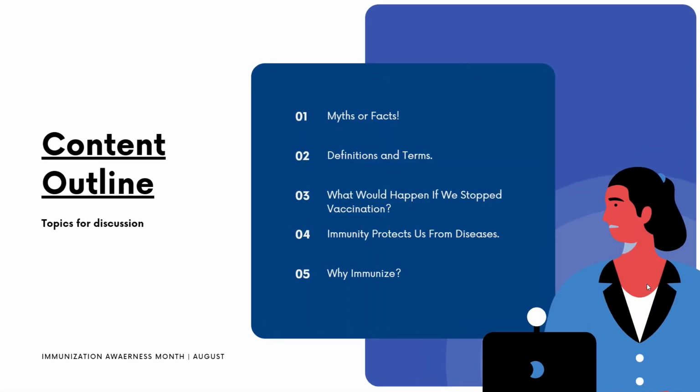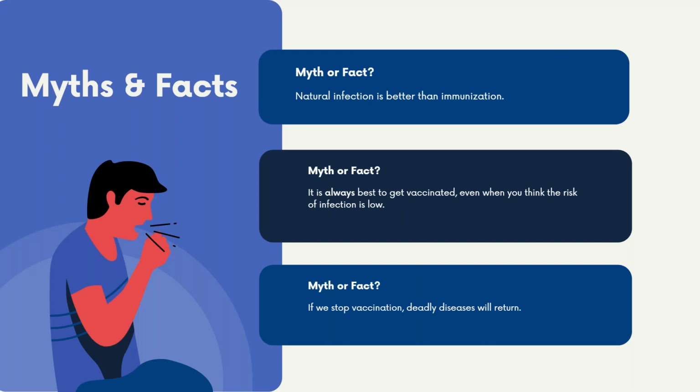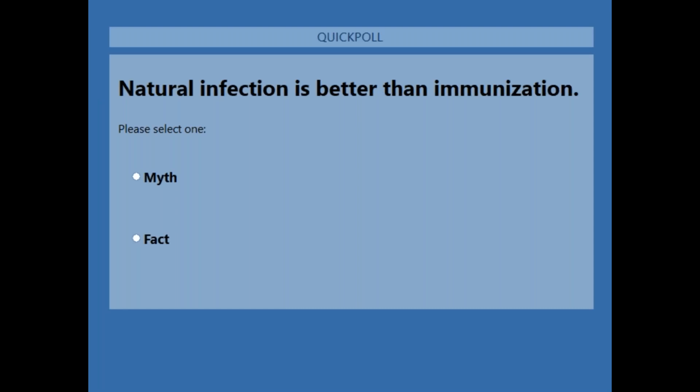This is the outline of today's webinar. We'll go over 5 main points. I would like to start with some myths and facts, and I will pose 3 questions for you to answer. So the first question is, myth or fact, natural infection is better than immunization? We'll give it about 20 seconds for answers.